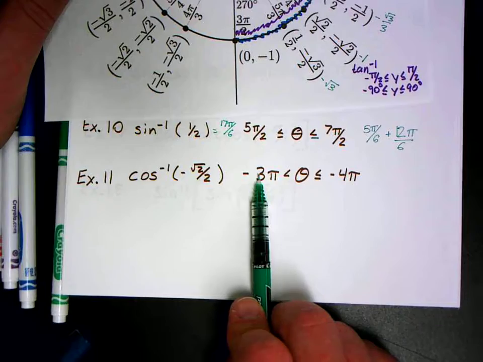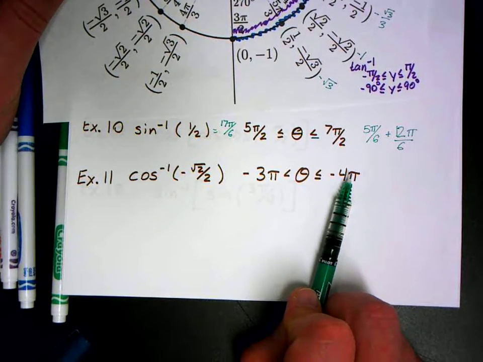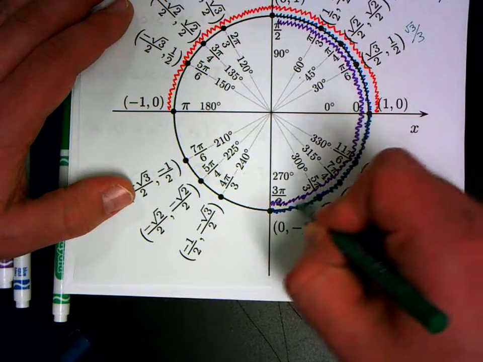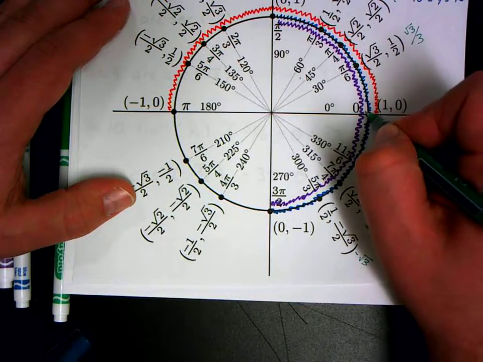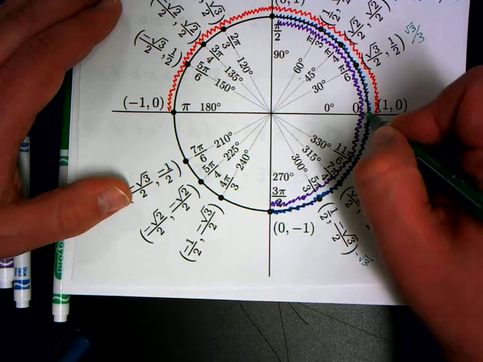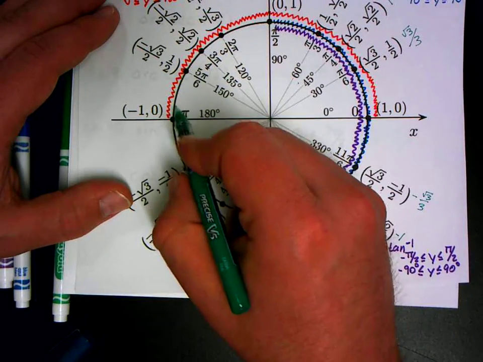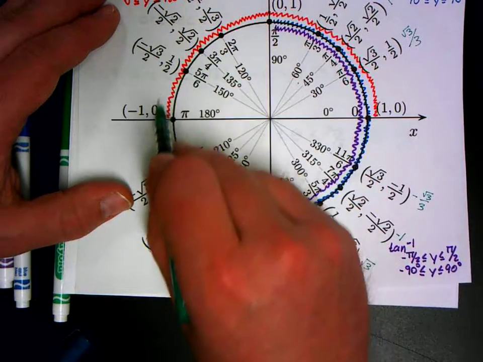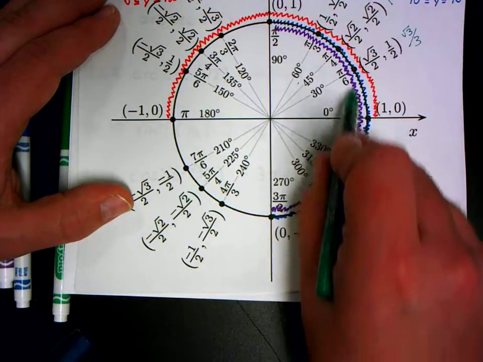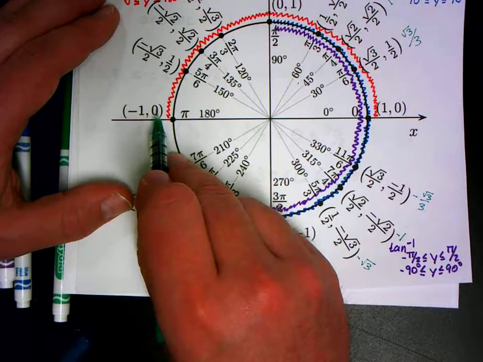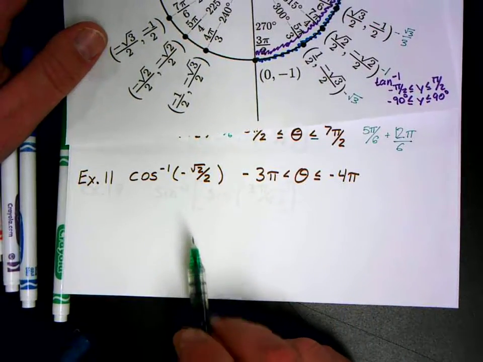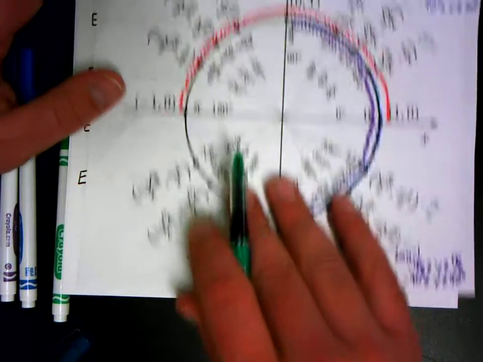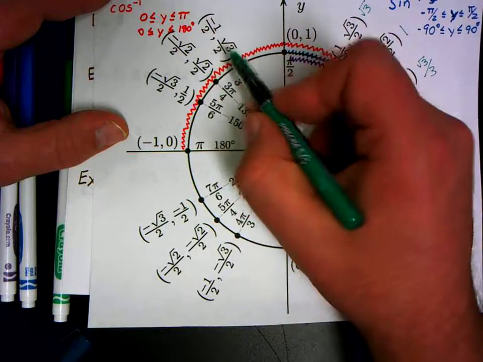Okay, negative 3 pi and negative 4 pi. So, going around the circle backwards one time would be negative 2 pi, right? And then this would be negative 3 pi. So what I'm doing is I'm looking in this area. This would be in between negative 3 pi and negative 4 pi. Okay, in between here and here, I want to find where cosine is equal to negative square root of 2 over 2. So that would be right here.